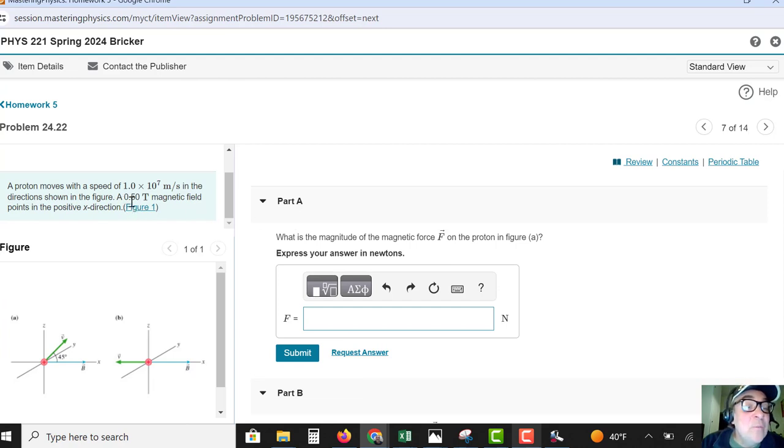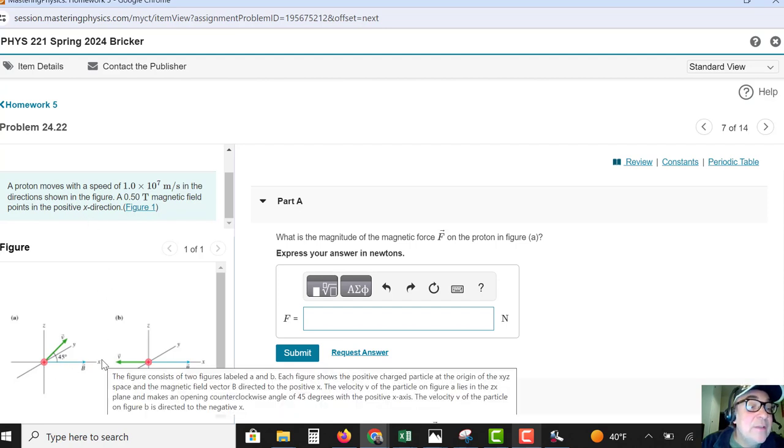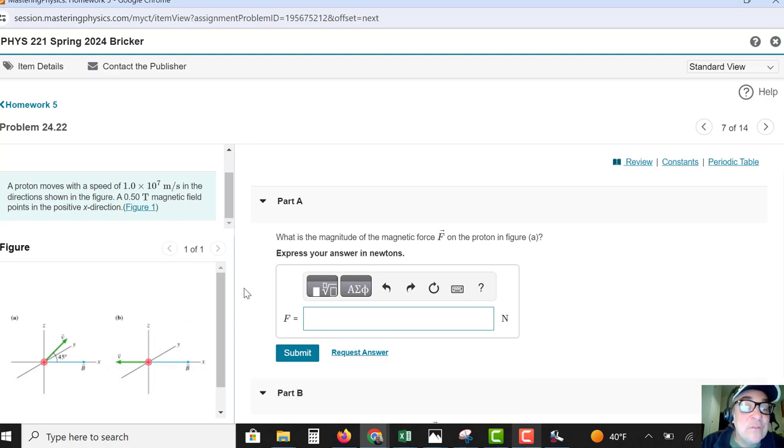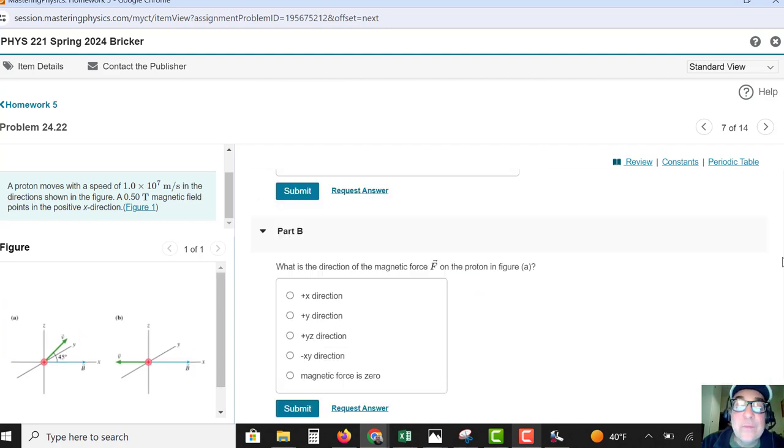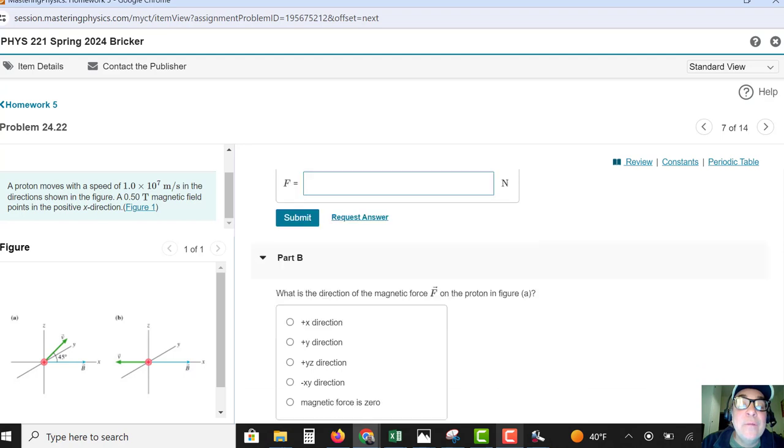So let's see, a 0.5 Tesla magnetic field points in a positive x direction. Okay, so the magnetic field is this way, and then we're seeing the direction that this is moving. So maybe I'll just take a look at the first one, and I'll leave part B. I think there's just a part B and part C.